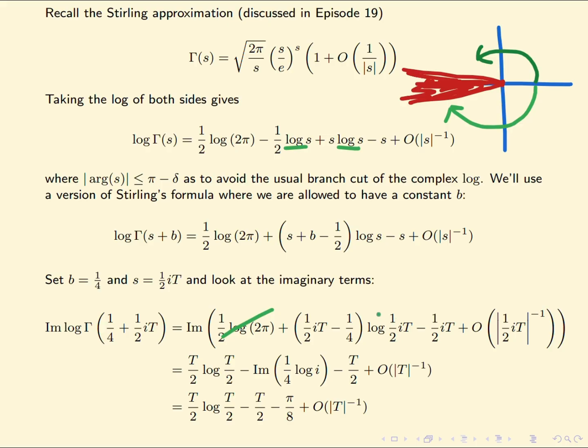I'm going to take this log of 1/2 it and split it up. I skipped the step here, but let me see if I can draw it. So log of 1/2 it is equal to log, I'm going to split it up into a real part and imaginary part, equals log of 1/2 t plus log of i. And log of i is purely imaginary. So does that make sense? So this thing, log of 1/2 it, is equal to log of 1/2 t plus log of i, just because of how log works.